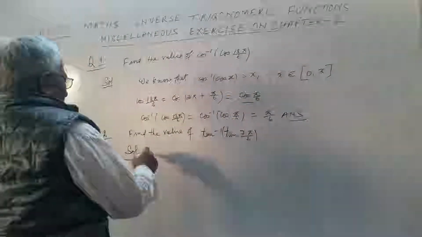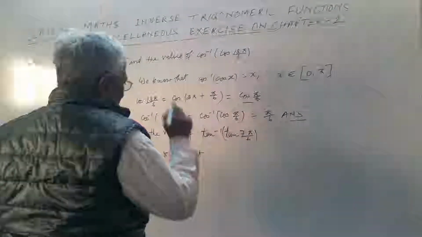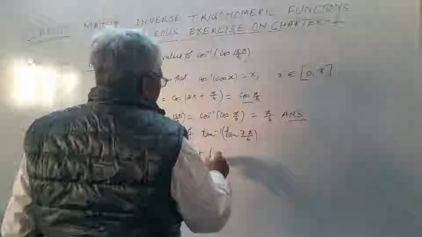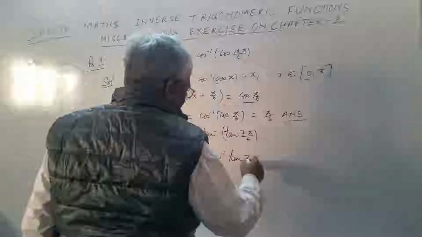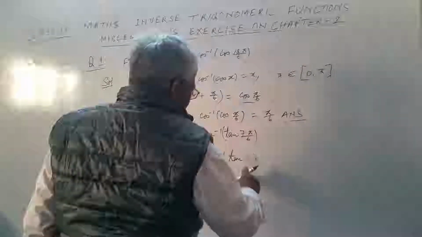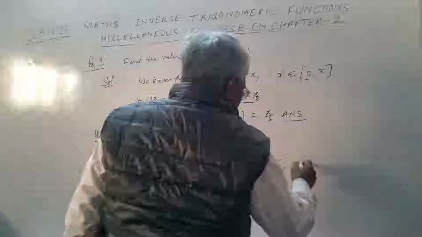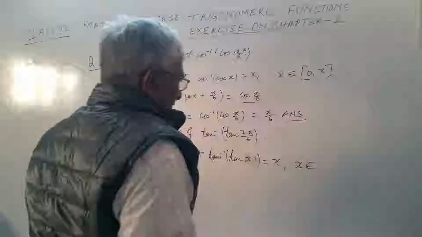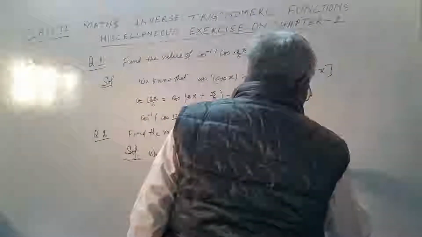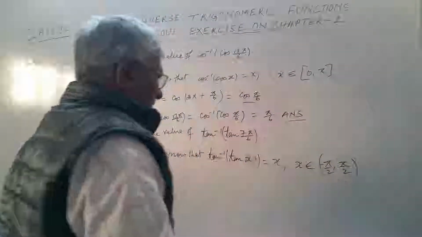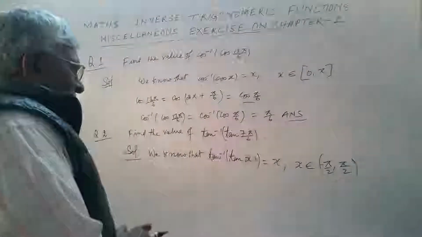Here also the same process. We know that tan inverse of tan x is equal to x, where x must be an element of the open interval minus pi by 2 to plus pi by 2, meaning excluding minus pi by 2 and pi by 2.